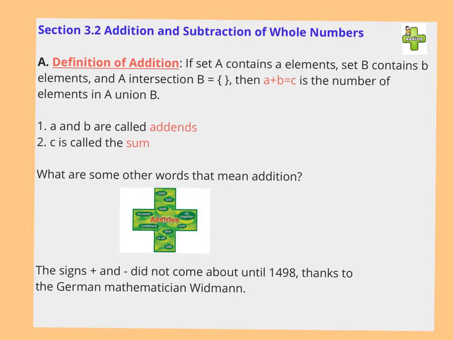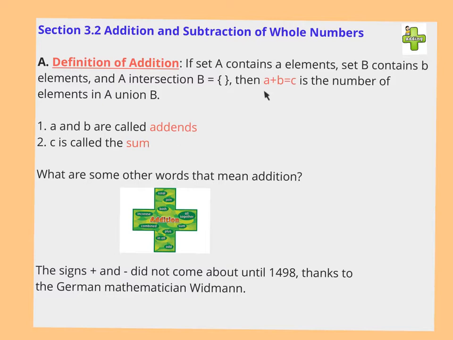So the definition of addition is based on the idea of sets. If set A contains a elements and set B contains b elements, and A intersection B equals the null set, then a plus b equals c is the number of elements in A union B. So addition was defined using sets, and in this particular case, our sets A and B don't have an overlap. So we could just take the number of elements in A plus the number of elements in B, and that would give us the total number of elements.